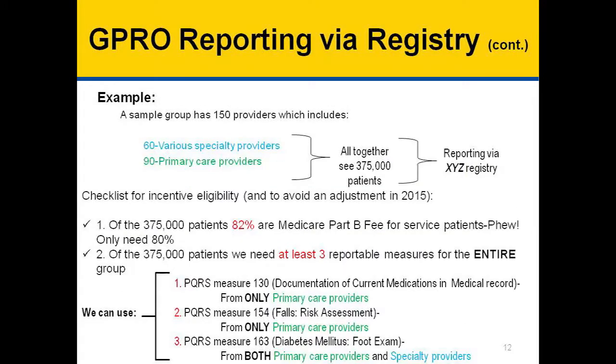In this example, a sample group has 150 providers, which includes 60 various specialty providers and 90 primary care providers. Altogether, they see 375,000 patients, and they are reporting via the XYZ registry. This checklist shows how to earn the incentive and to avoid the payment adjustment in 2015. Of the 375,000 patients, 82% are Medicare Part B fee-for-service patients. You only need 80%. We need at least 3 reportable measures for the entire group. You can use PQRS Measure 30 from only primary care providers, Measure 154 from only primary care providers, or Measure 163 from both primary care providers and specialty providers.